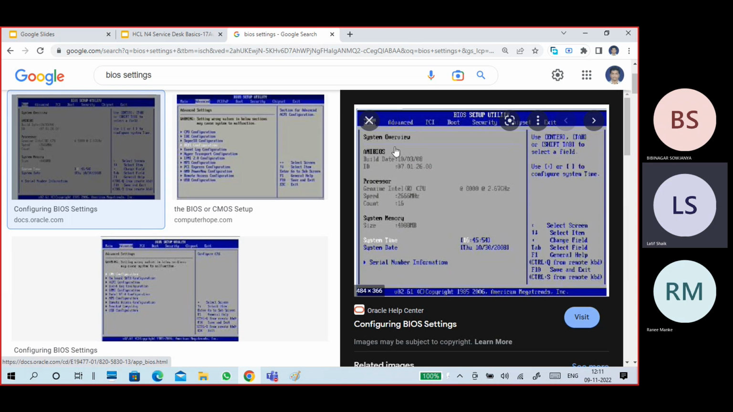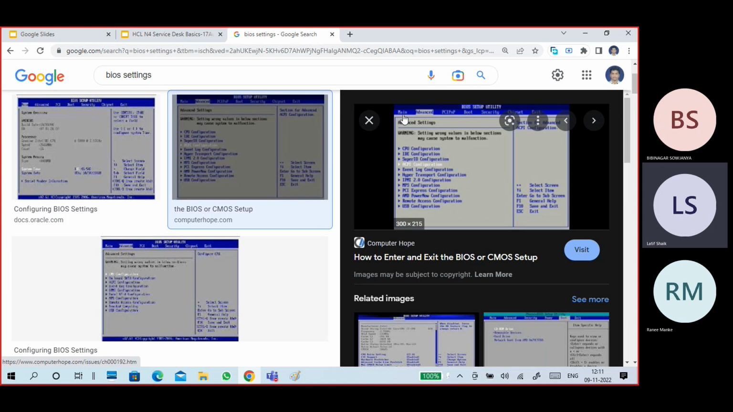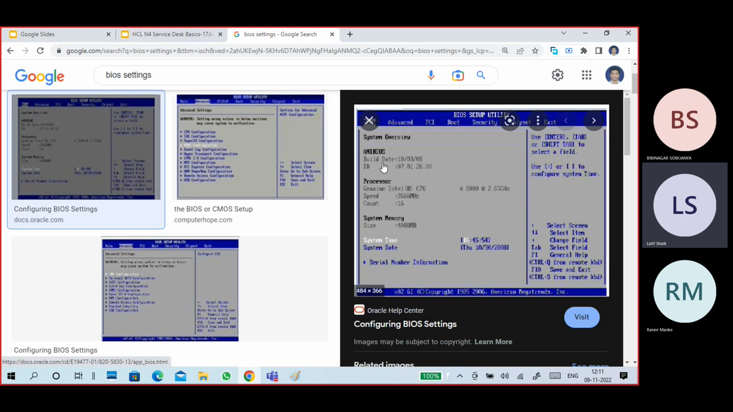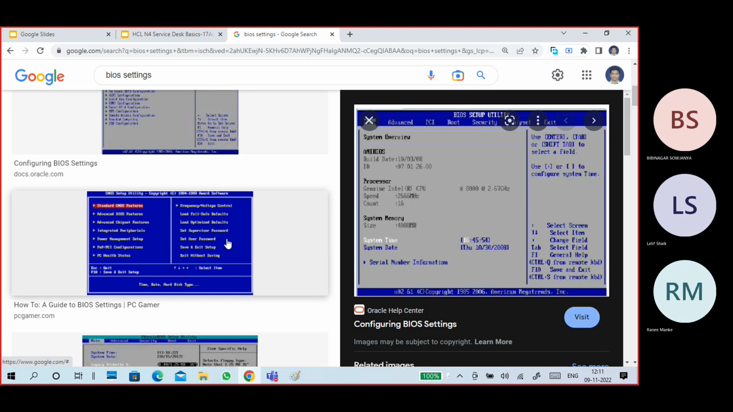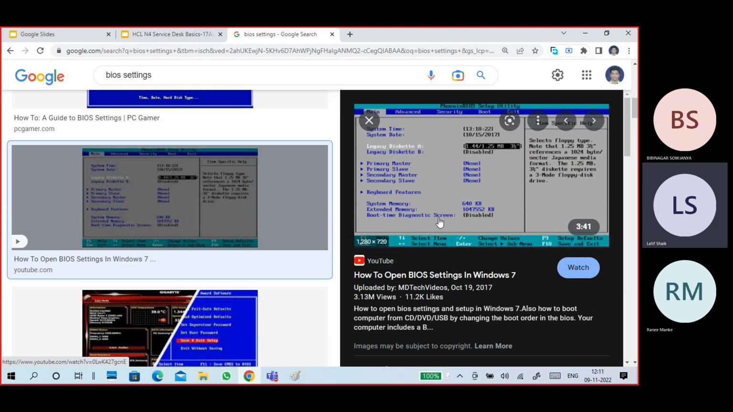So when you are opening the main BIOS settings, the first tab only, the main tab. If you go to the main tab, it also tells you about your processor, date and time, processor and RAM, and hard disk also. If your hard disk is connected, it shows you like this.